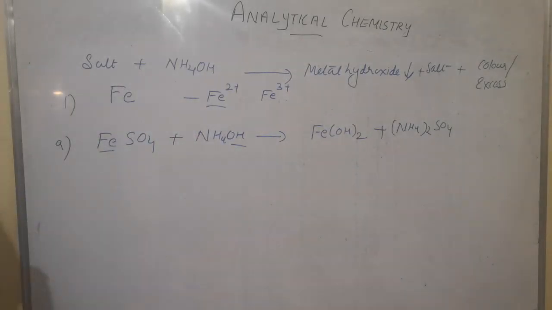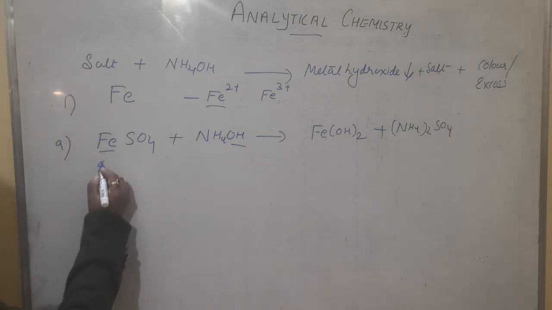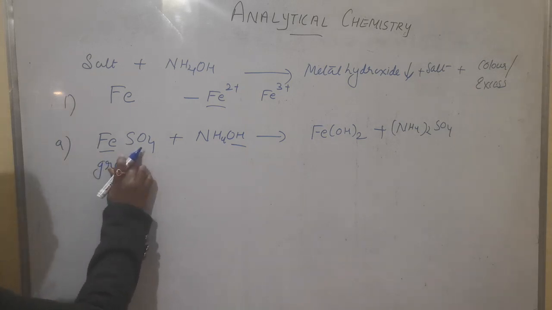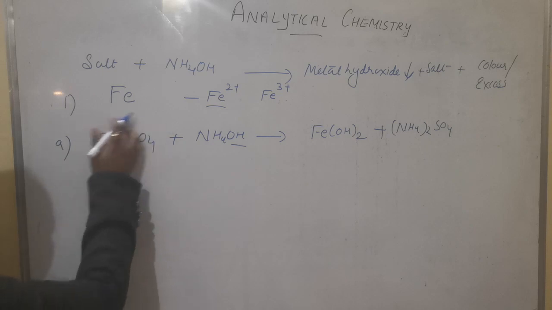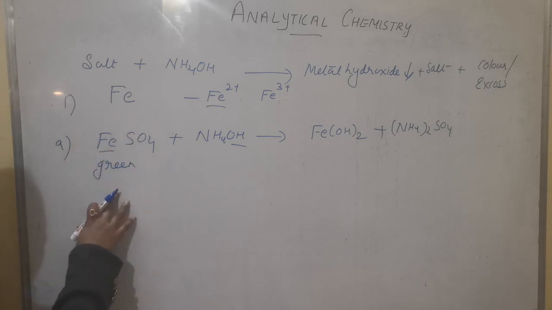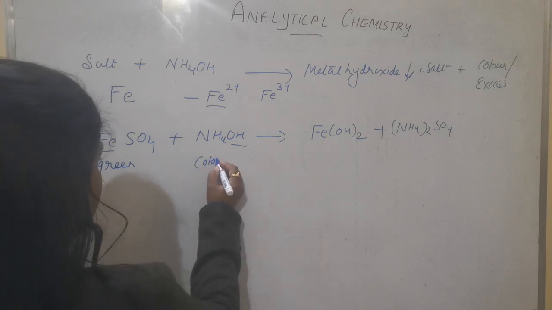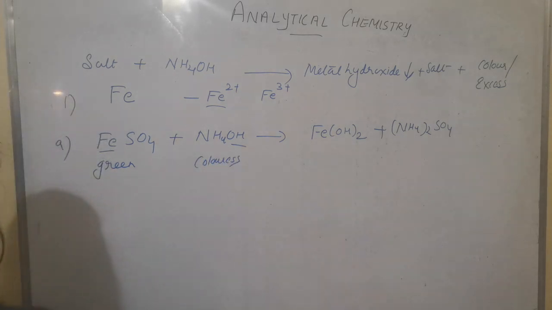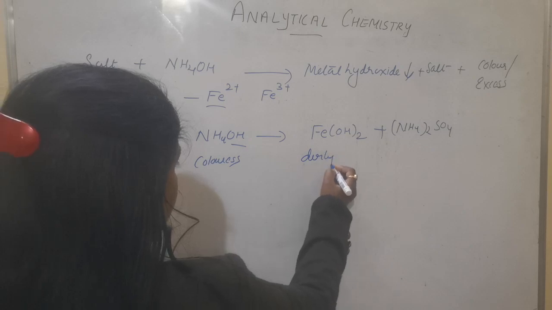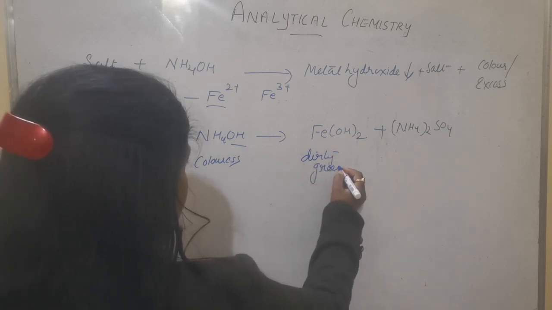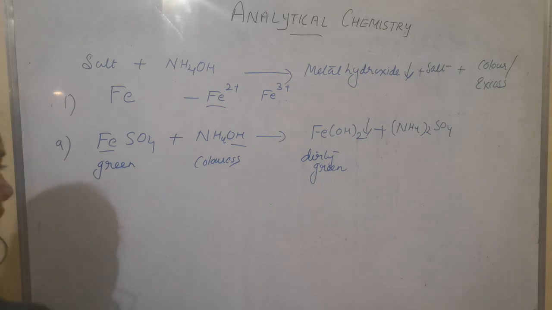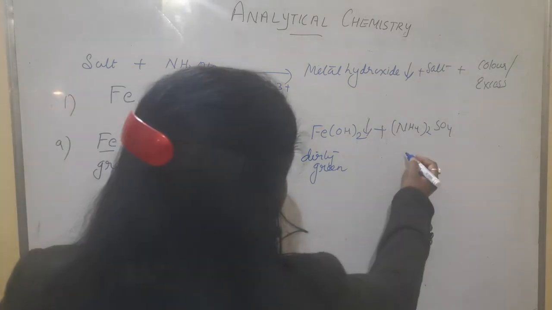Just try to recall the color of the ferrous ion. This ferrous ion is green in color and sulfate is colorless, so the resultant solution will be green. Ammonium hydroxide is also colorless. So what precipitate will it produce? It will produce a dirty green precipitate and a colorless ammonium sulfate.